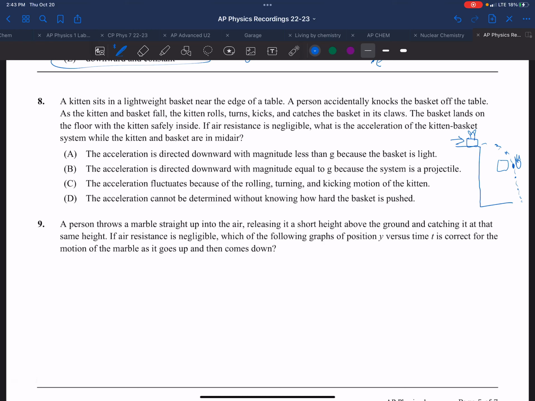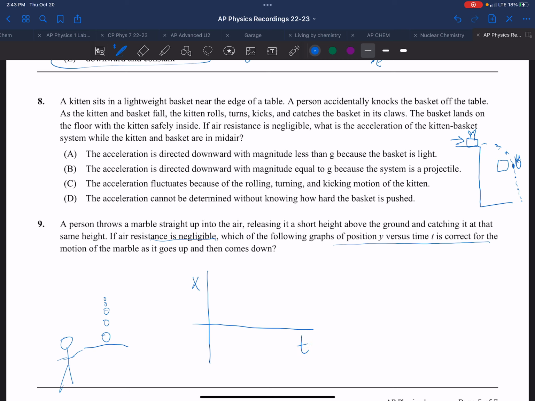So in this question, we have a marble being thrown straight up into the air, like so, released a short height above the ground and caught at that same height. So the person is standing there, they throw it, and they catch it at the same height. Air resistance is negligible. Which position versus time graph is correct for the motion of the marble as it goes up and comes down? So let's first see if we can sketch this out.